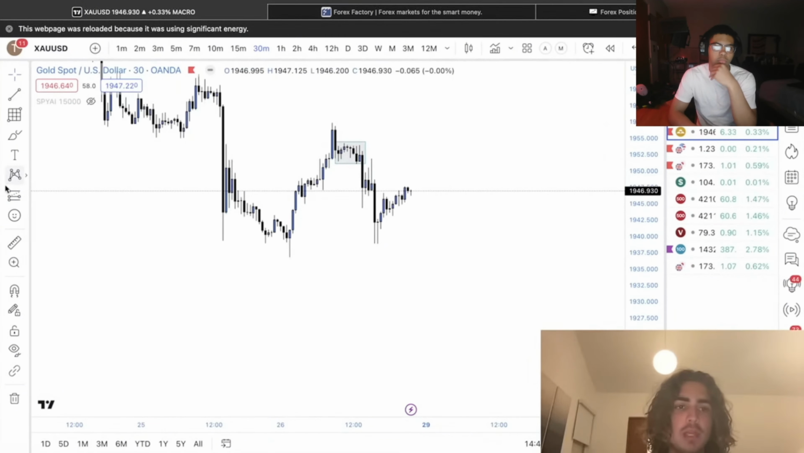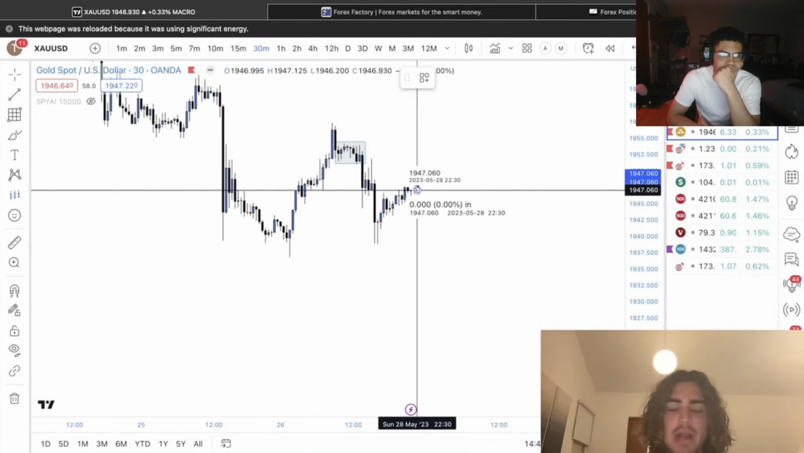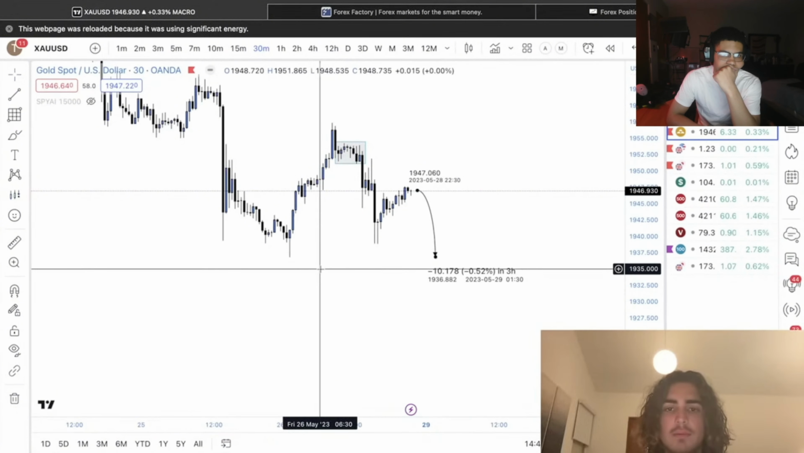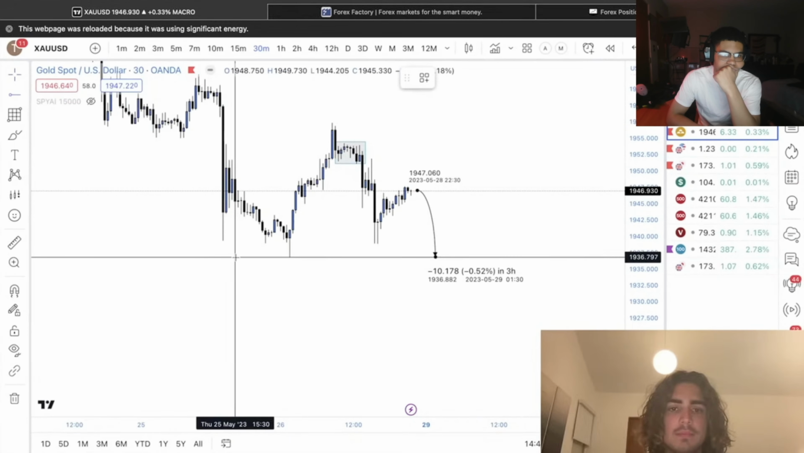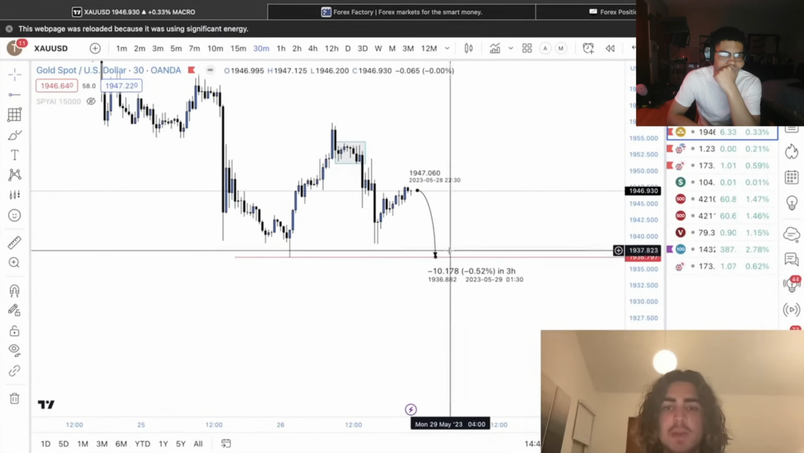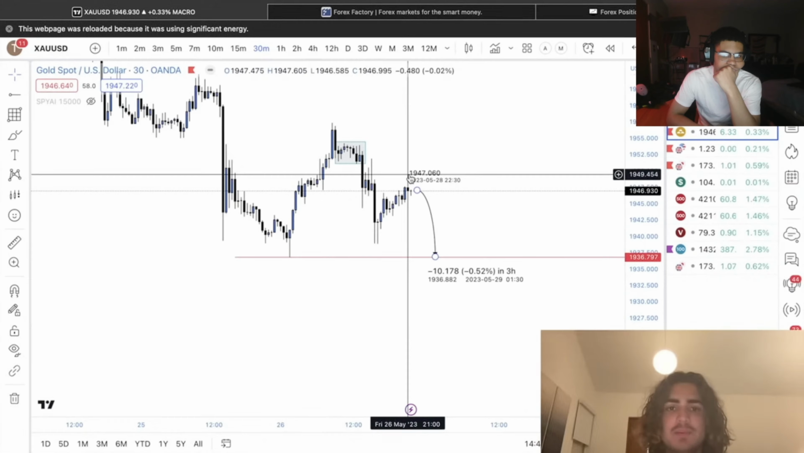I literally just want you to use the forecast tool, drag it from wherever price is at right now, and show where price wants to go. Just like that. And it's okay if price goes a little bit higher and then fulfills your targets, okay, because at least you knew where price wanted to go, right?